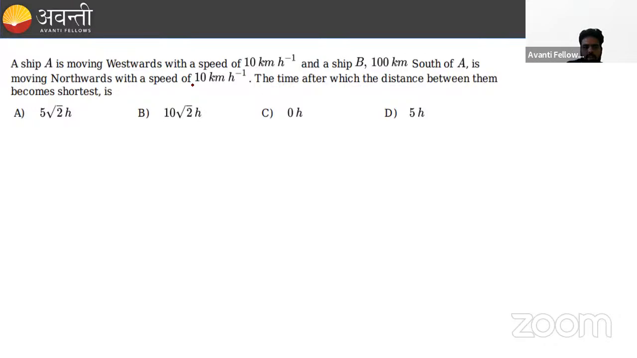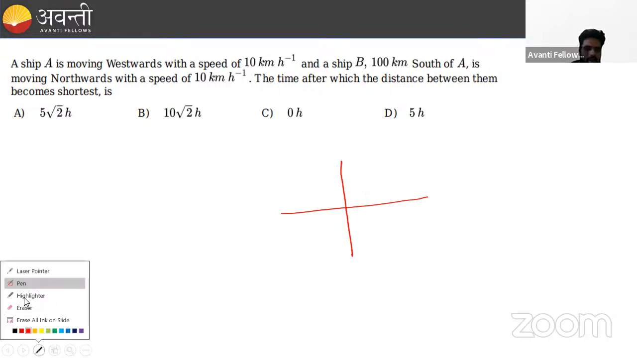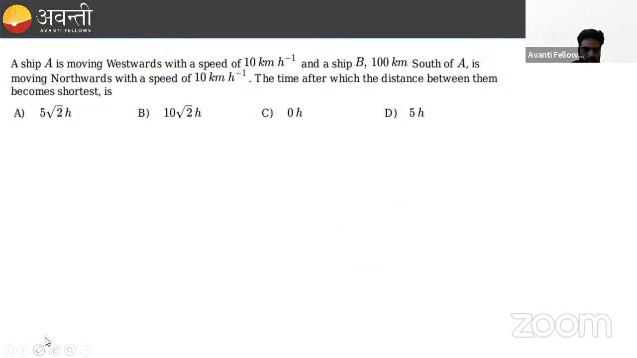What is given? A ship is moving in the westward direction. If we draw the coordinates, two ships are given actually in this problem. Ship A is moving in the westward direction. So this is east, north, west and south. Ship A's speed is mentioned as 10 km per hour. Ship B is 100 km south of A. So we consider this distance to be 100 kilometers.